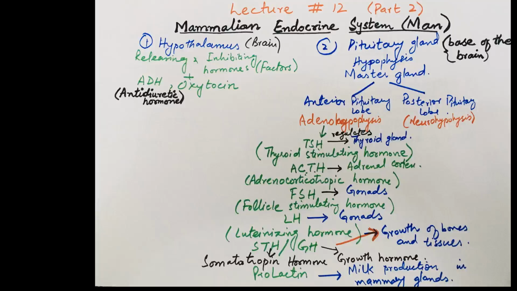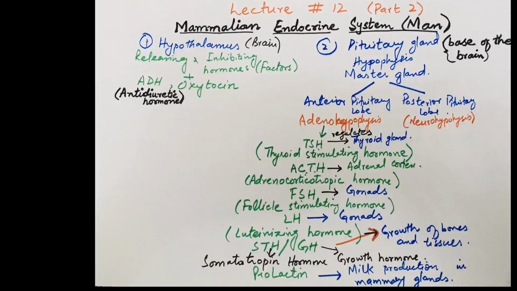So I will do a quick recap. The master gland or pituitary gland has two lobes, the anterior pituitary lobe and the posterior pituitary lobe, also called adenohypophysis and neurohypophysis. First, I discussed the hormones of the anterior lobe, which include TSH, thyroid stimulating hormone, which regulates the thyroid gland. Then ACTH, the adrenocorticotropic hormone, which regulates the adrenal cortex.